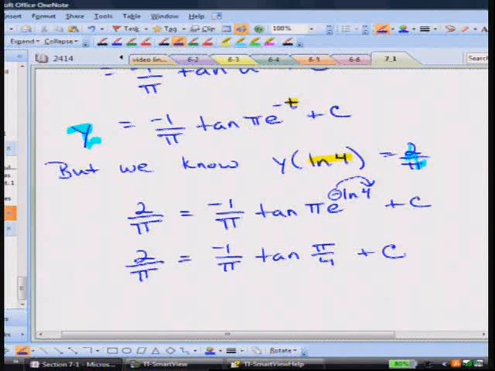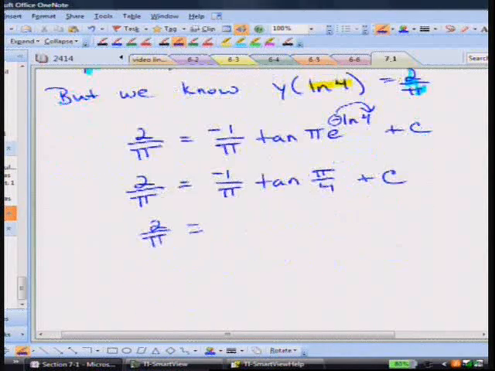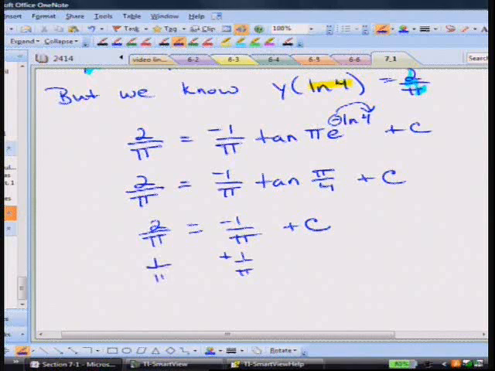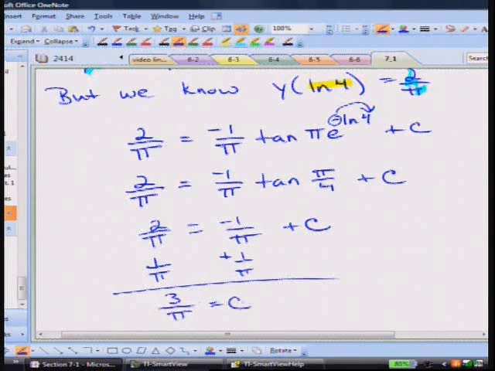Everybody okay with that? Because e to the negative ln 4 is just 1/4, because the negative goes up, that's 4 to the negative 1 power, which is 1/4, and e to the ln undo each other. So you just get 1/4, and then times the pi is pi over 4. The tangent of pi over 4 is 1, so this is negative 1 over pi plus c, and then we add 1 over pi to both sides, and we get 3 over pi is equal to c.